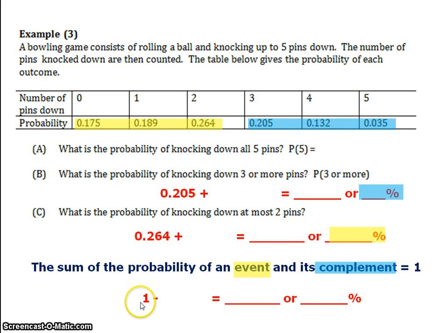You calculated 3, 4, and 5 pins together. We can start off with 1. We can subtract the complement. And by doing that, we can calculate the event. So please copy this down and fill in the blanks.